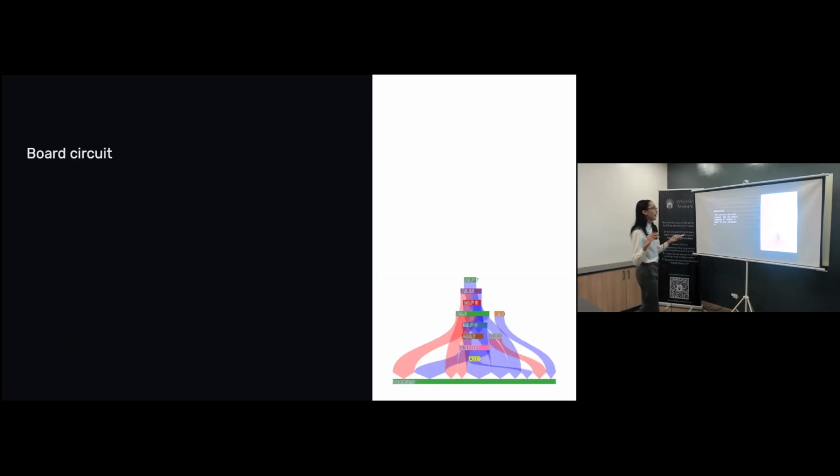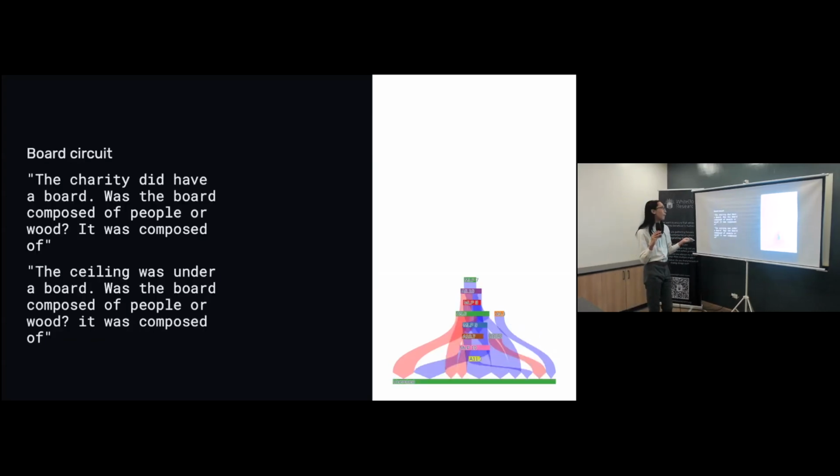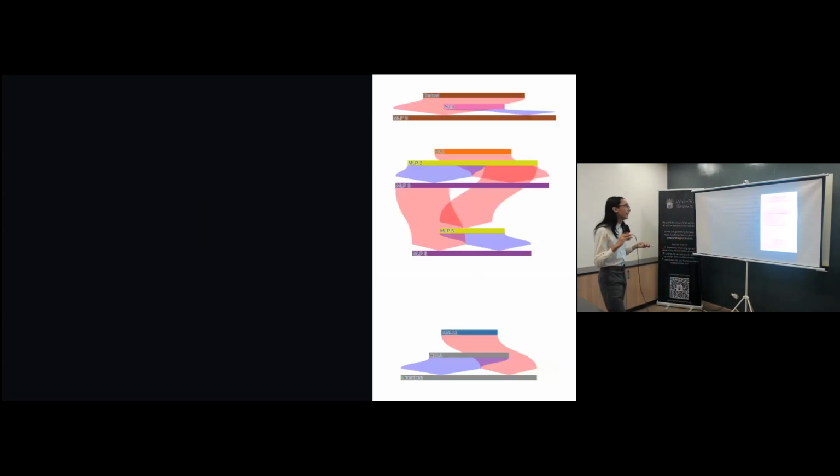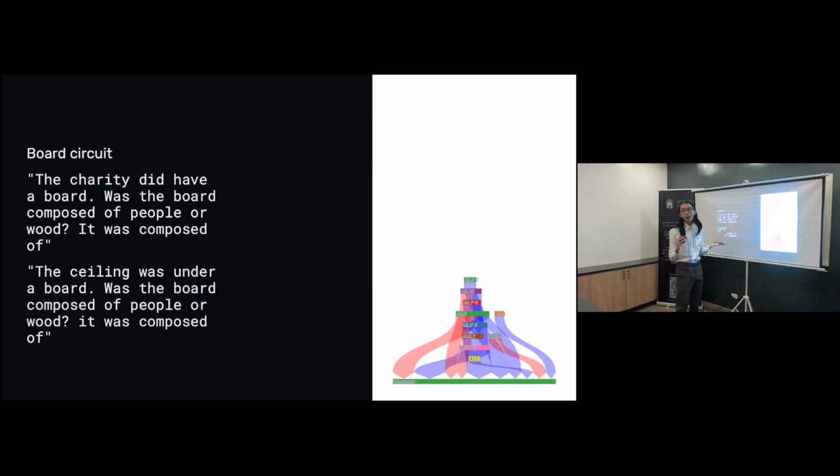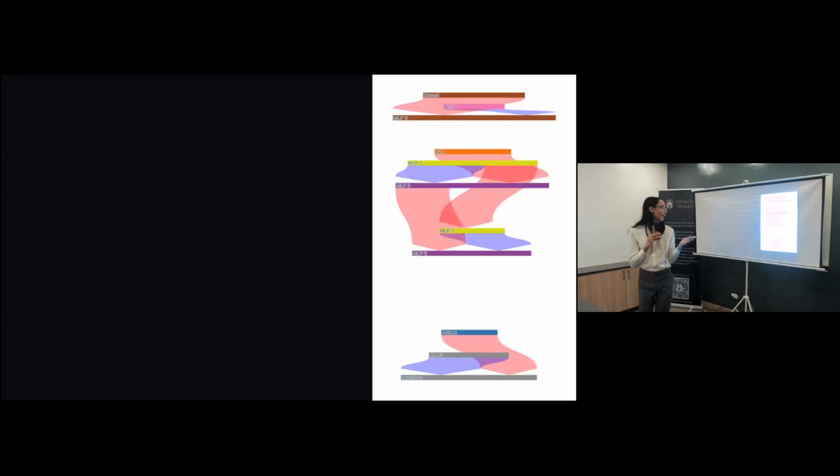So here I also had one for board. The charity did have a board. Was the board composed of people? Was it people or wood? It was composed of, and the ceiling was under a board. Was the board composed of people or wood? Right? So board as in board of directors, and also board as in the wooden board or a blackboard. And here we also see that it's clustered at the bottom, right? So it does seem to be the case.